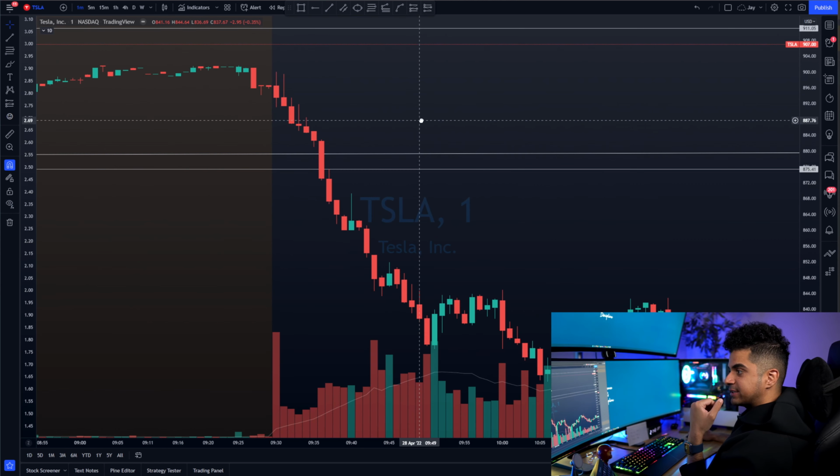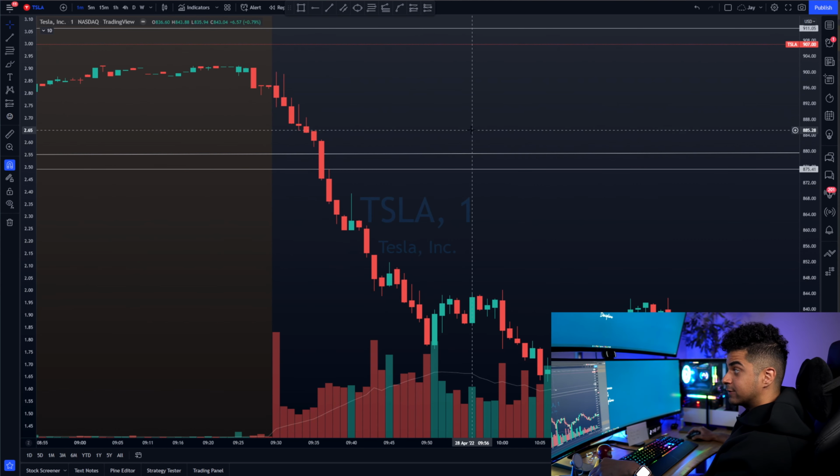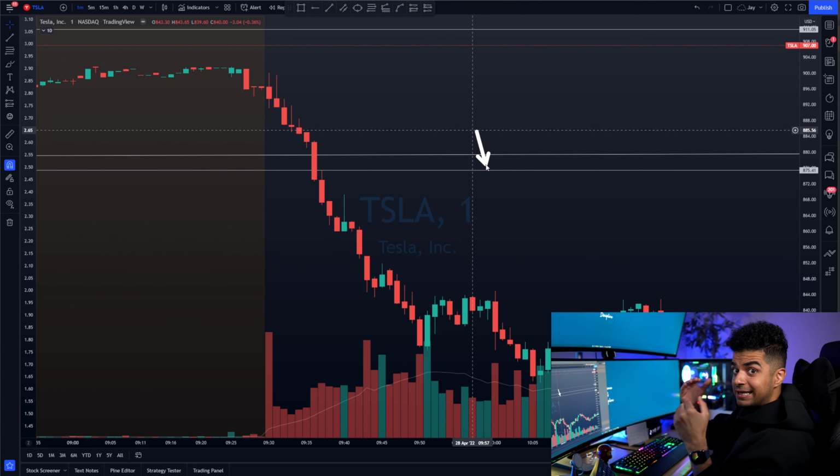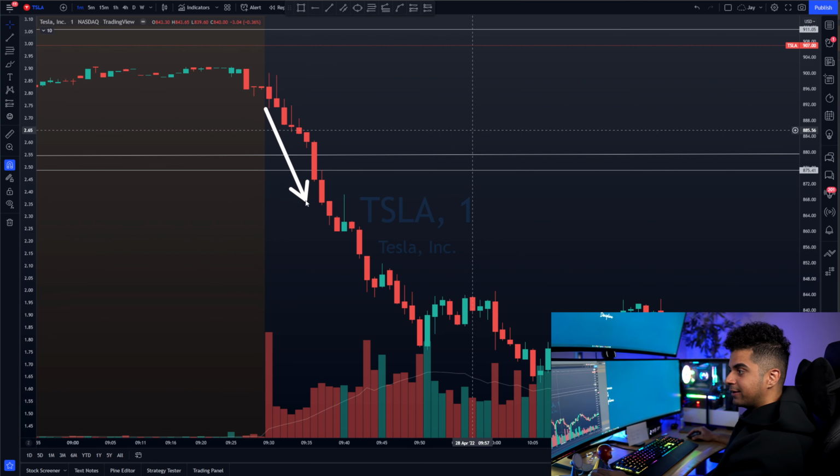Now let's talk about my second trade on Tesla. So as you guys know, I was watching the break of 875 on the hourly chart because 875 was the level we just discussed that it was holding on the hourly chart. We saw a flush under 875 without any kind of consolidation.